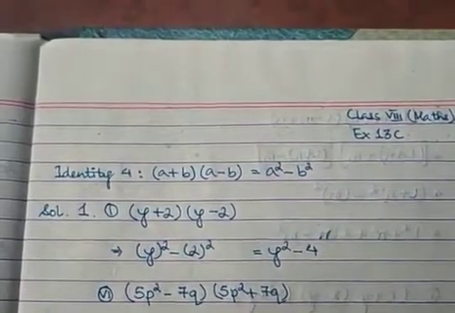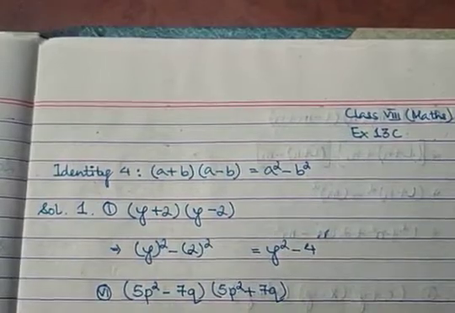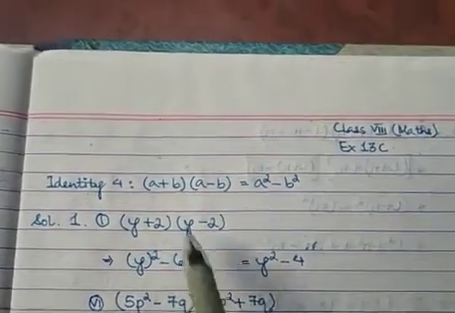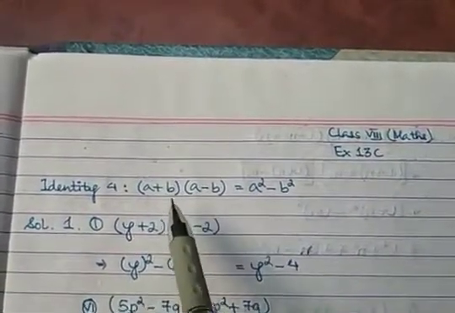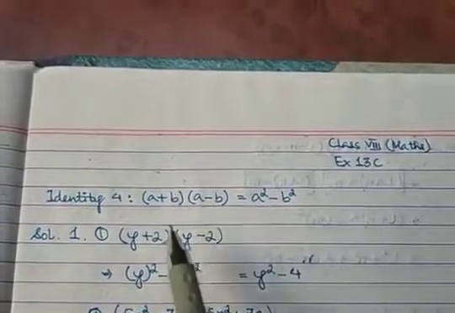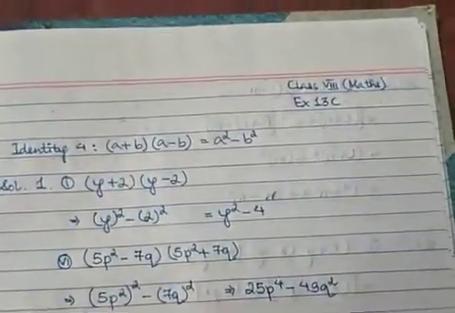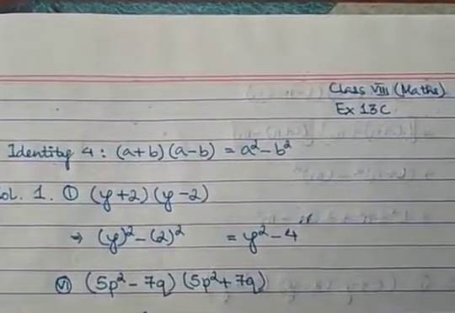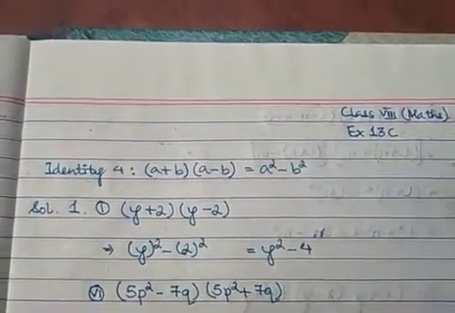And identity number 4 is (a plus b) into (a minus b) equals a square minus b square. What do we see here? We have multiplication of two binomials, that is a plus b and a minus b, isn't it? If it is in this form, the first terms of both the binomials are the same, the second terms of both the binomials are the same, and just that we have the opposite sign. So what you can do is simply square the first term minus the square of the second term.